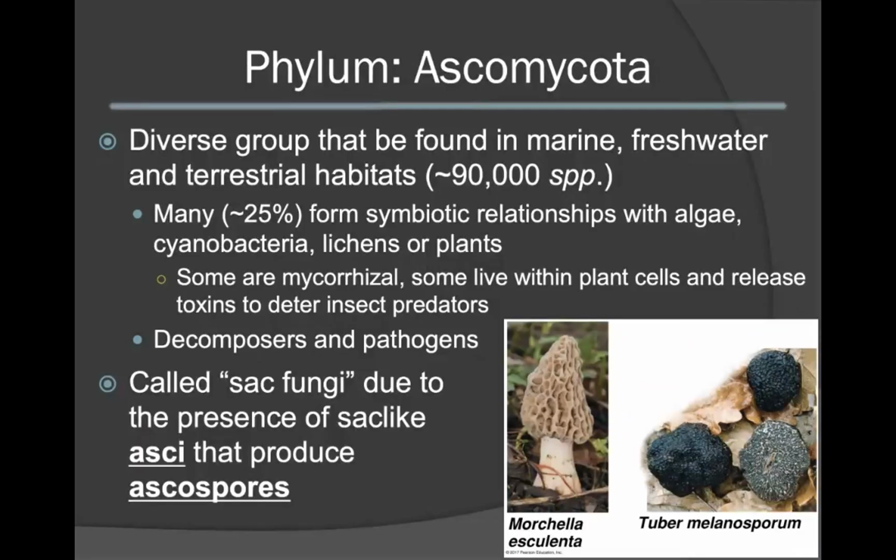The Ascomycota phylum is also a very diverse group that can be found in many different environments: marine, freshwater, as well as terrestrial. Many of these species, up to 25%, can form symbiotic relationships with algae, cyanobacteria, lichens, or plants. Some are considered to be mycorrhizal with close association with the root system. However, some can live within plant cells and also release toxins to help deter insect predators. Many other species are known as decomposers as well as pathogens.